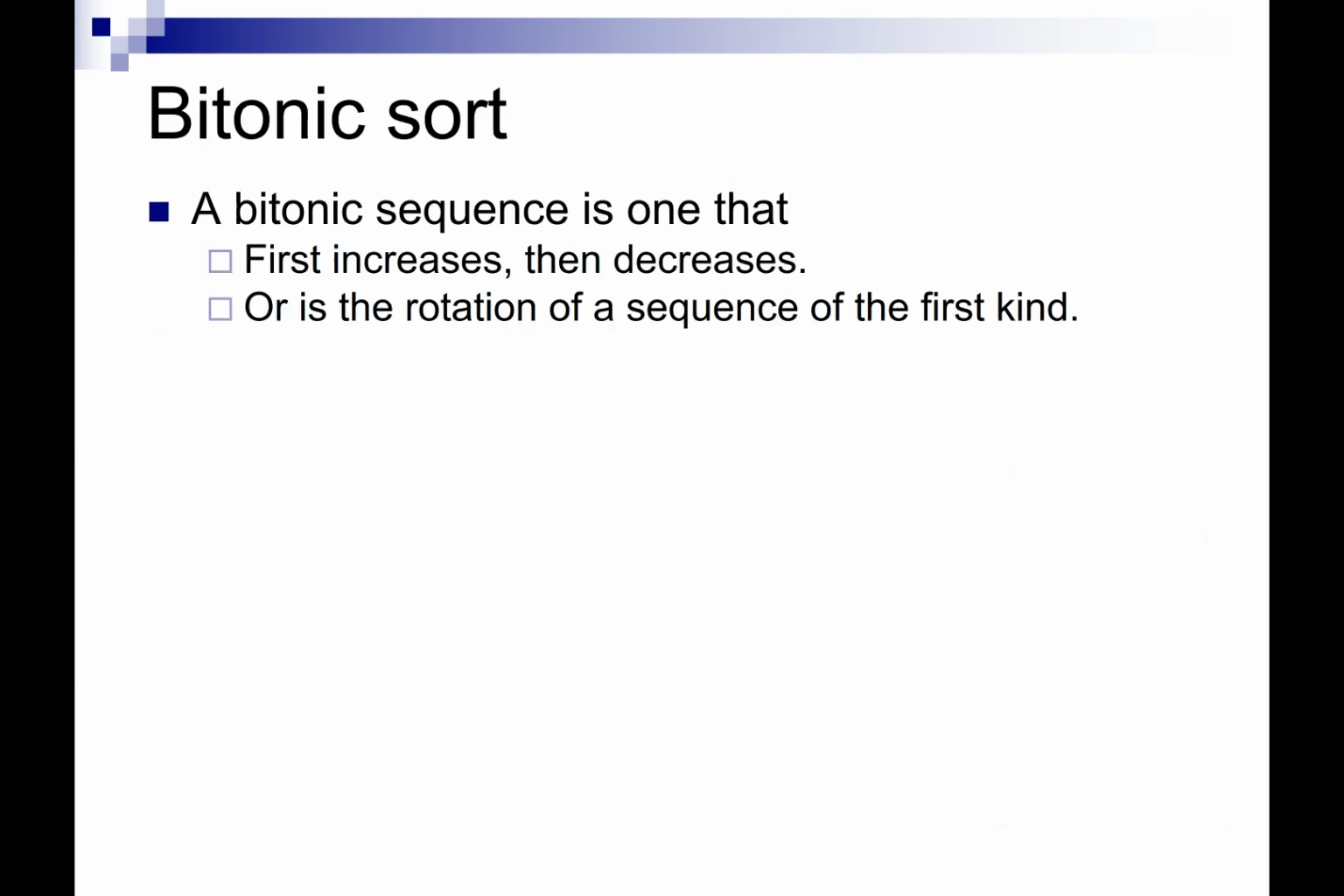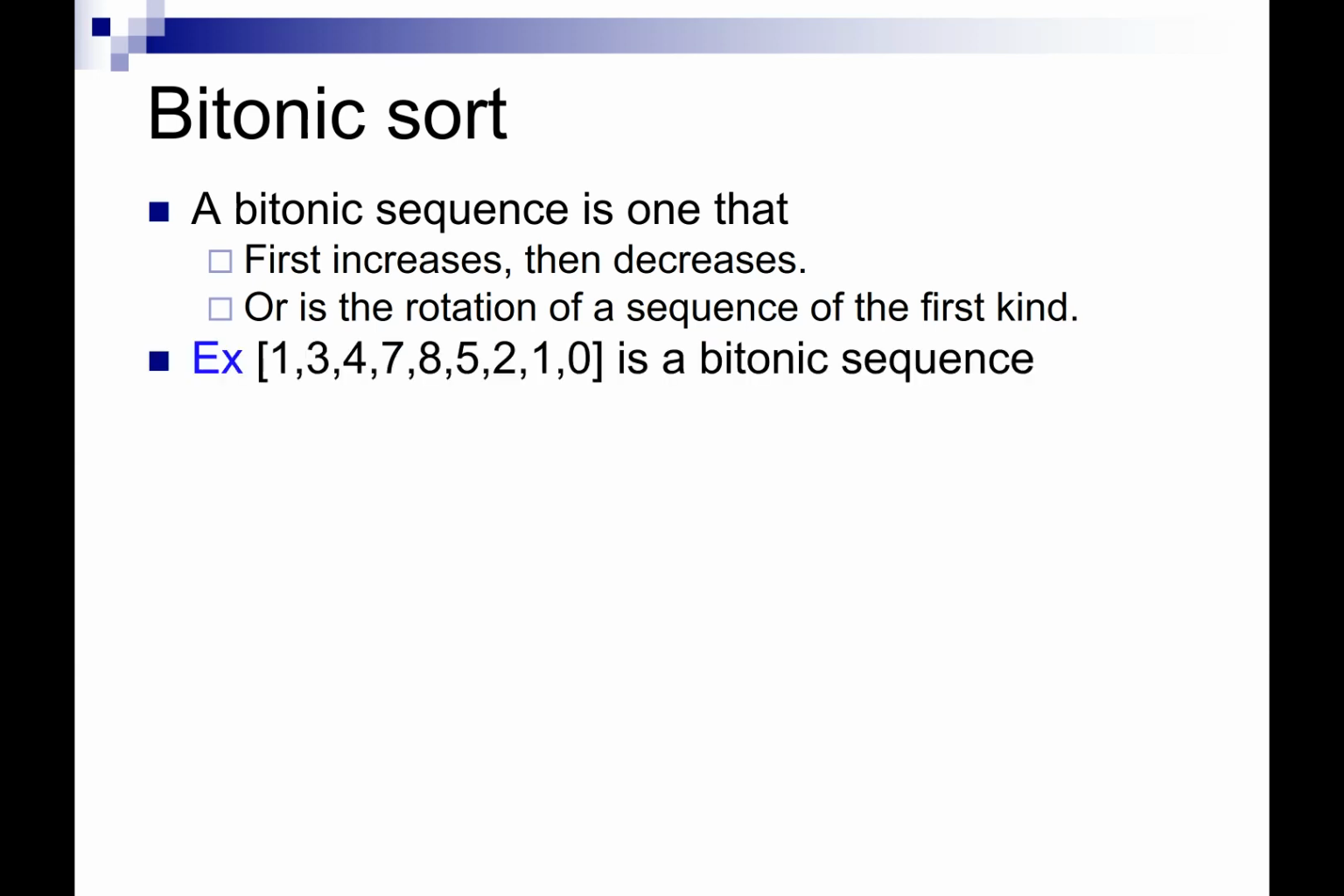The next algorithm we're going to look at is called bitonic sort. First of all, we're going to define something called a bitonic sequence. A bitonic sequence is one of two things. Either it's a sequence that first increases and then decreases. Bitonic just means that there are two phases to the sequence: an increasing phase and then a decreasing phase. Or a bitonic sequence is a rotation of a sequence which first increases and then decreases.